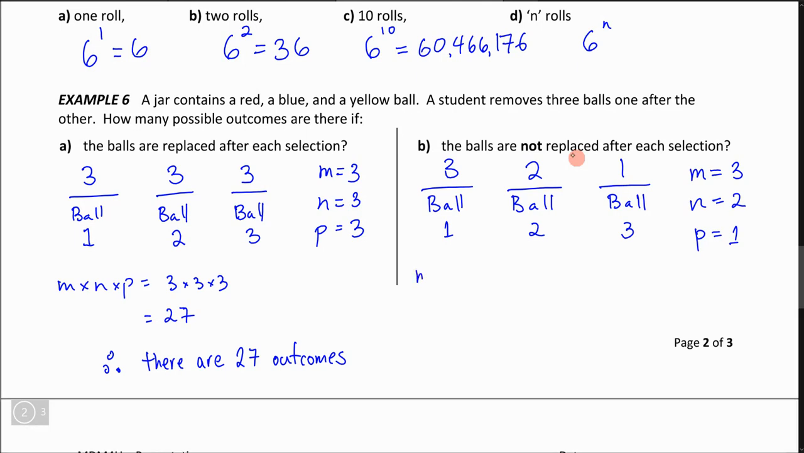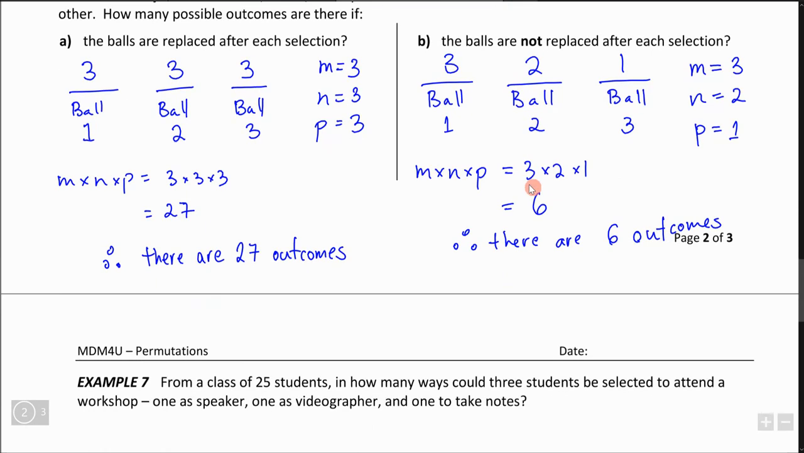So the multiplicative counting principle still applies. M times N times P, which is just 3 times 2 times 1. And this time you see that we only have 6 possible outcomes. So there are 6 outcomes when you don't replace the ball after each selection.